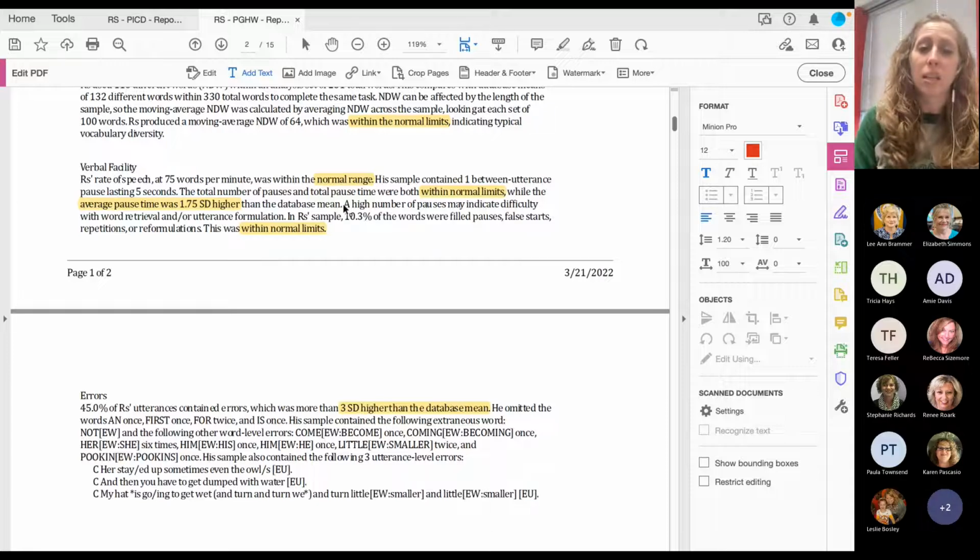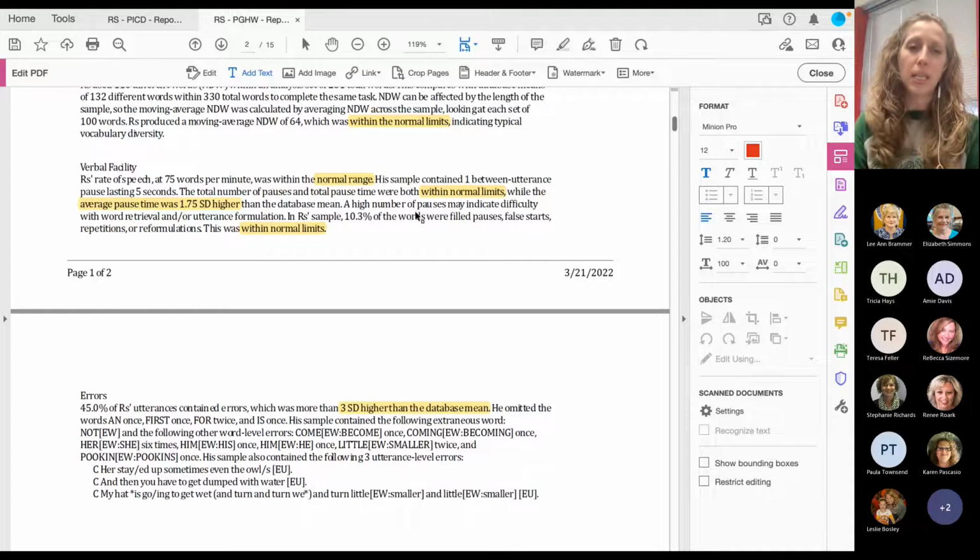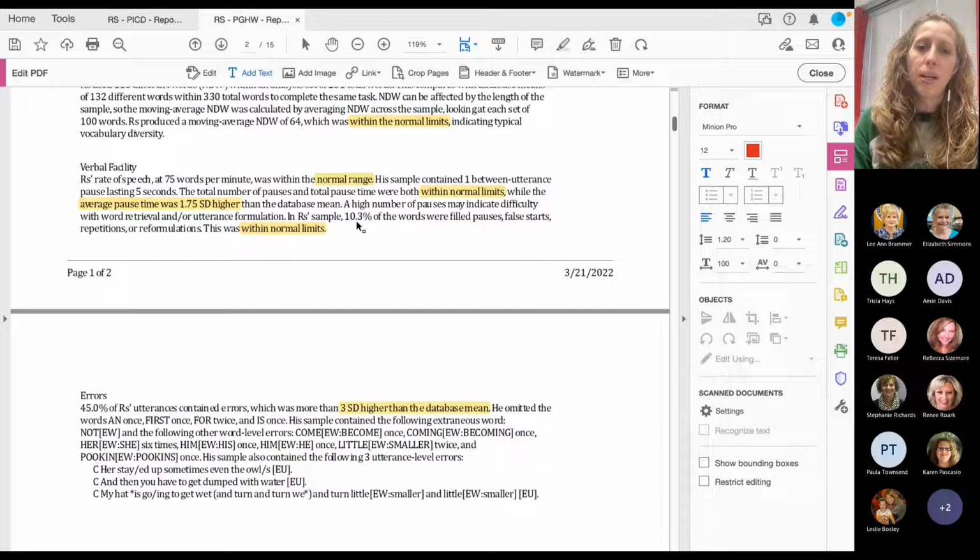And then they're really good to just tell you what it means. A high number of pauses may indicate difficulty with word retrieval and/or utterance formulation. So the interpretation piece is right there. And then it tells you how much of his sample was filled with pauses or false starts or repetitions, and it was within normal limits.